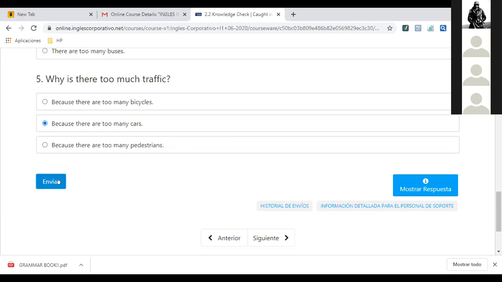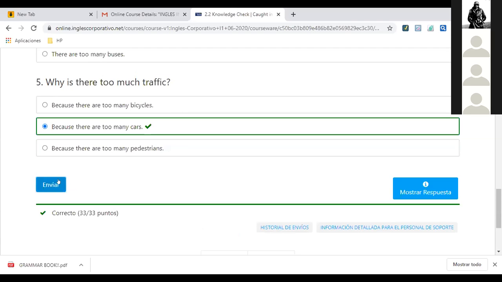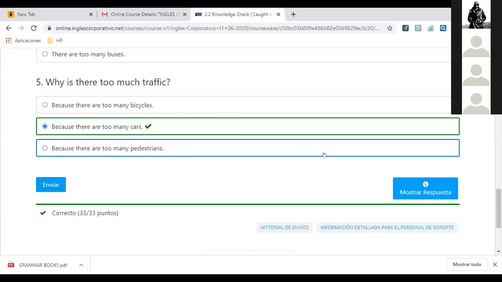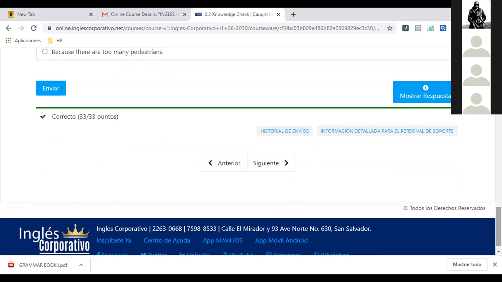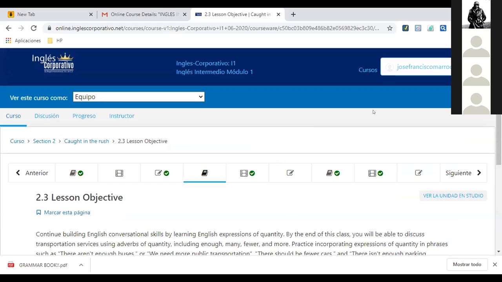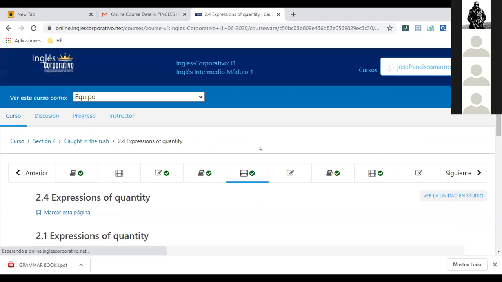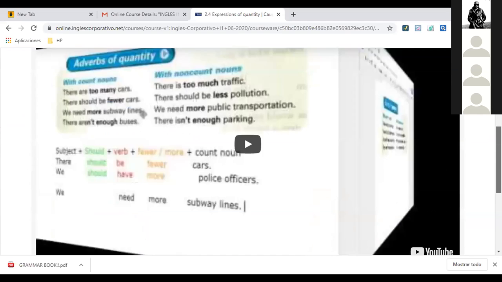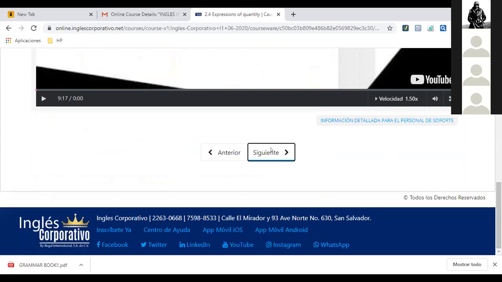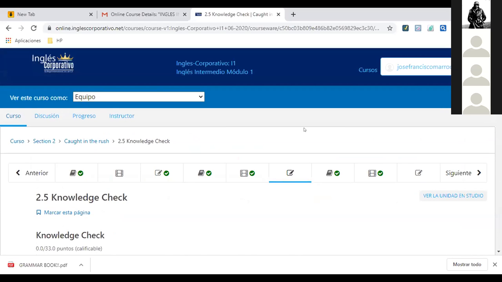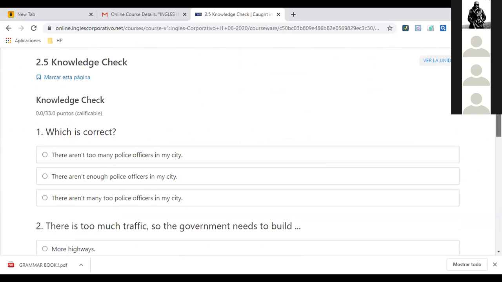Okay, so let's check the answers. We send them. And all your answers are good. Any questions about this exercise? No. Okay, so let's do one more. 2.3, 2.4, and 2.5. This is also related to what we were practicing yesterday.